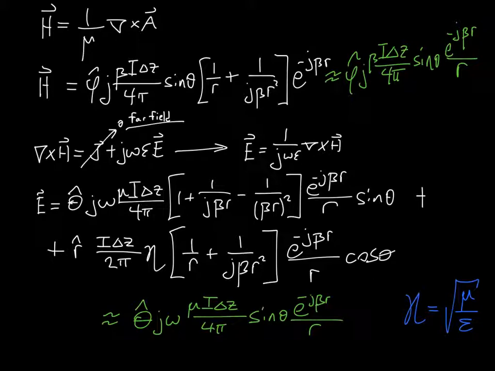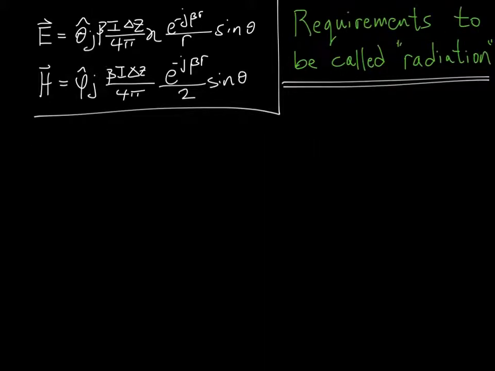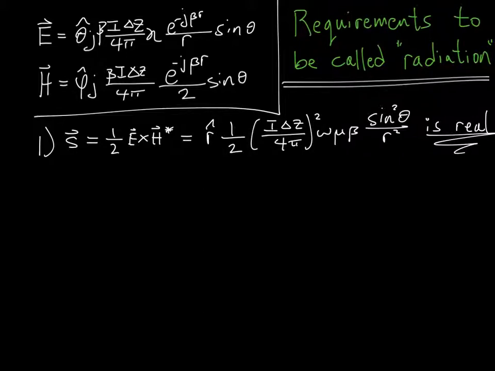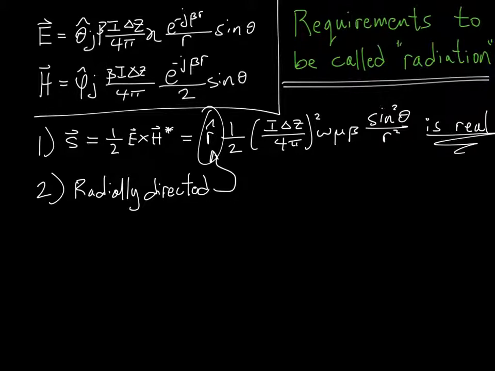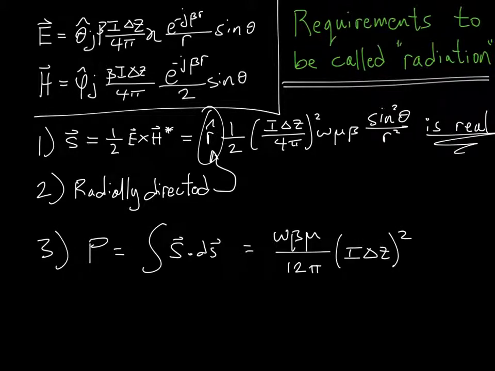Now let's look at why these are called radiation fields. The power or power density given by the Poynting vector must be real. It must be radially directed, and the total power radiated must be independent of distance r, so that all the power is radiated to infinity, which means the power is decoupled from the source and from the near fields. This defines a radiation field as opposed to a reactive field that stores energy and doesn't radiate it to infinity.